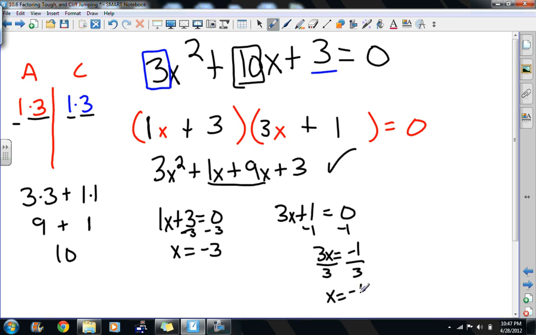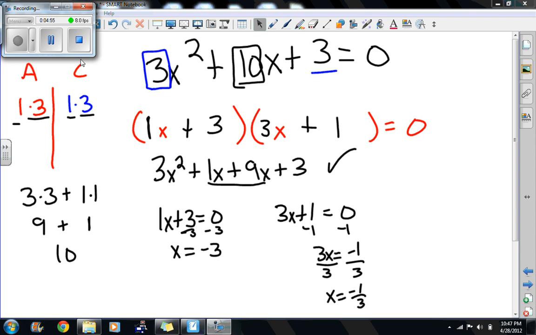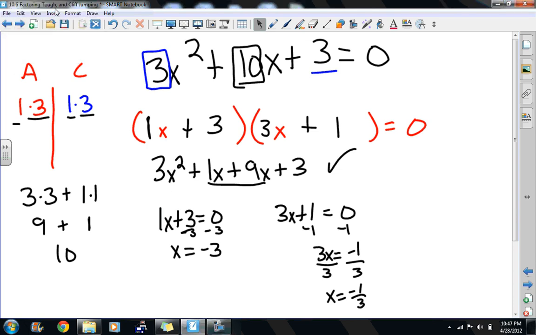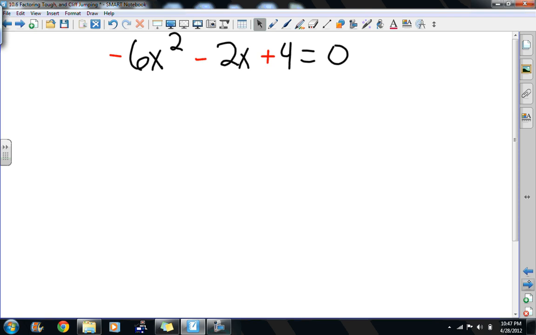X equals negative 1/3. Now let me check my time. This video could get long and I want to keep it at least pretty short. Now we're up to 5, so we're going to move on from this example here.